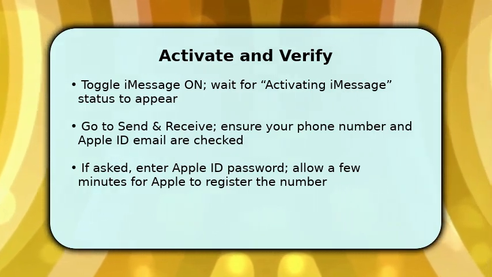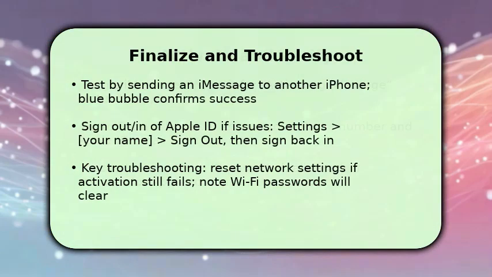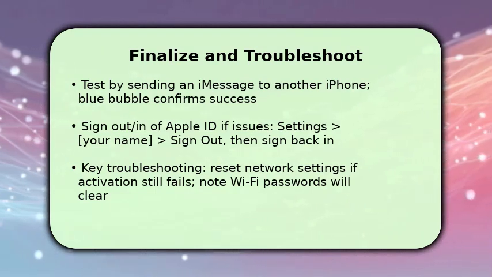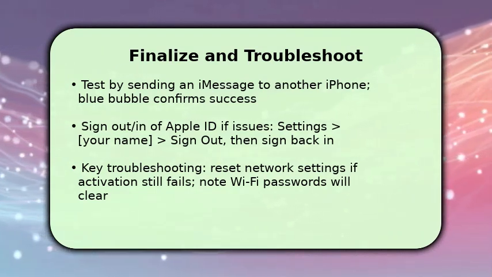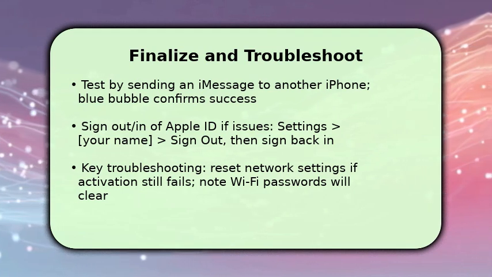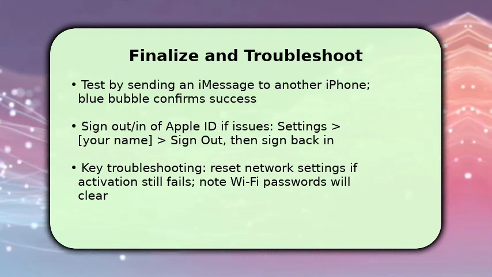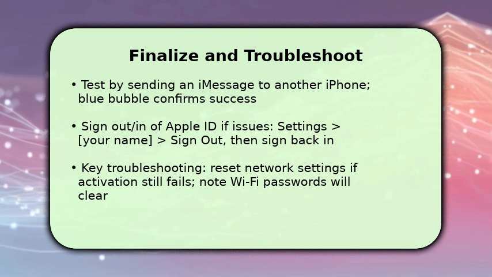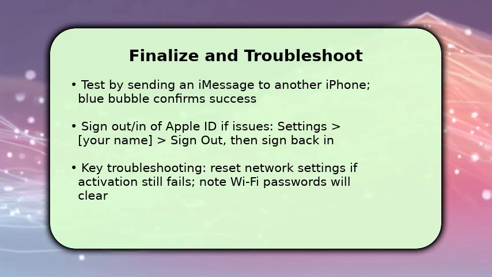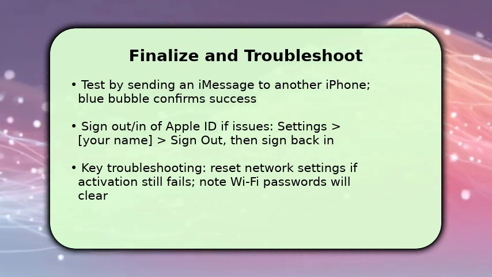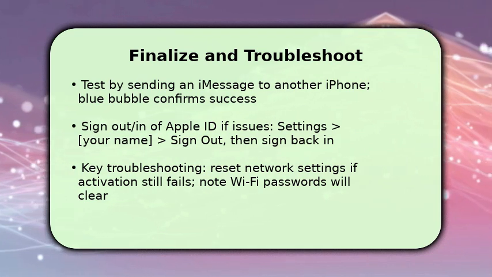Finish by sending an iMessage to a contact with an iPhone. A blue bubble means your number is linked. If it's still green or fails, sign out of your Apple ID and sign back in from Settings to refresh registration. As a stronger fix, reset network settings. This clears saved Wi-Fi passwords but often resolves activation glitches.